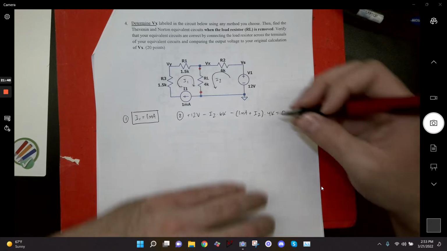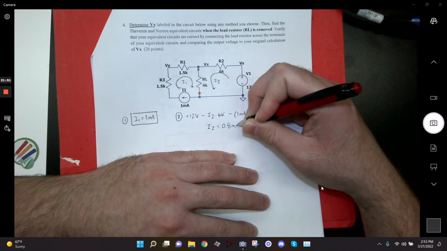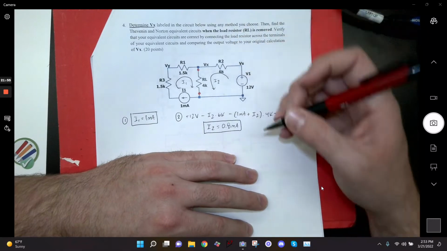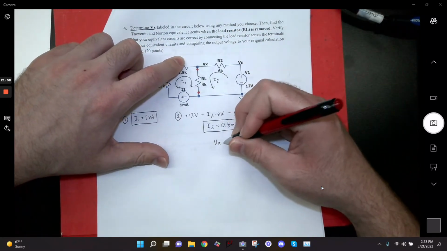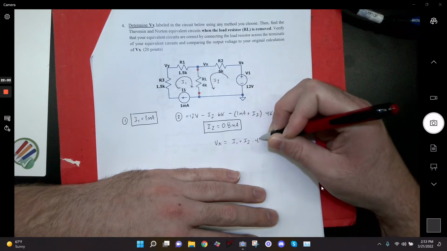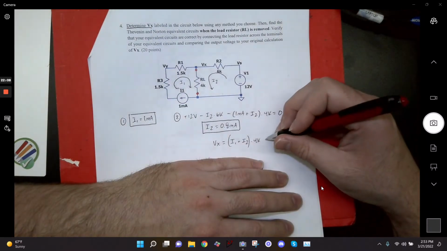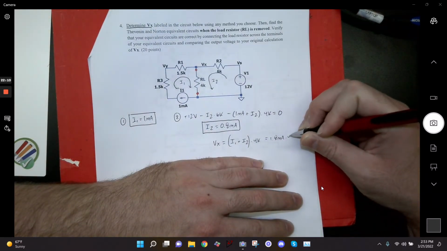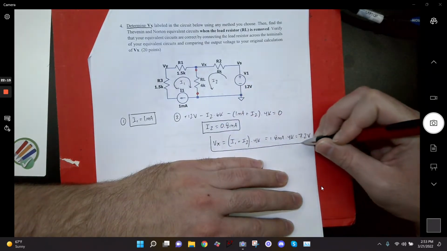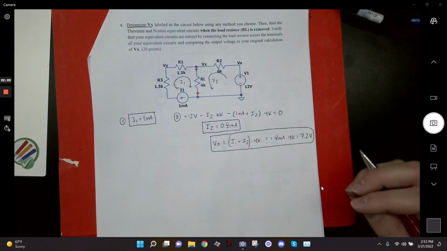If I solve this out, I2 will give me 0.8 milliamps. So now I've got my 2 currents, and I can find Vx very easily because Vx is going to be equal to I1 plus I2 times 4K. In this case it's 1.8 milliamps times 4K, which gives me 7.2 volts. All right? Any problems with that? Finding Vx?